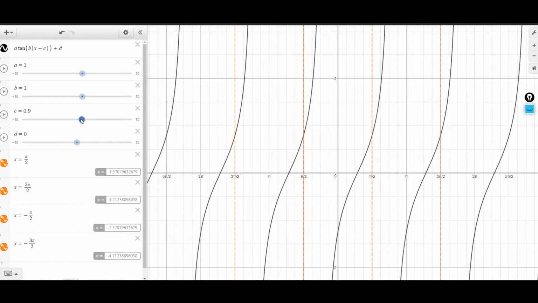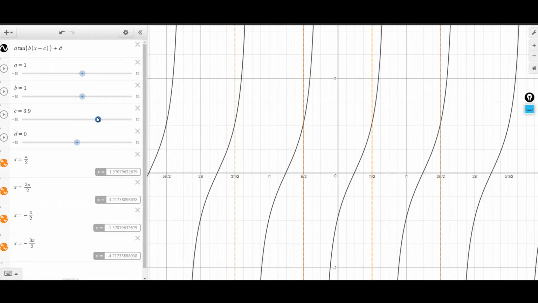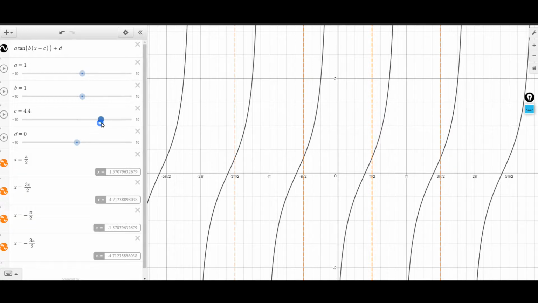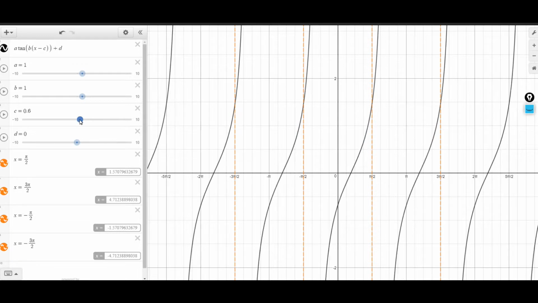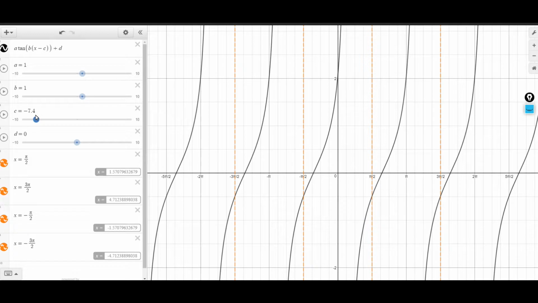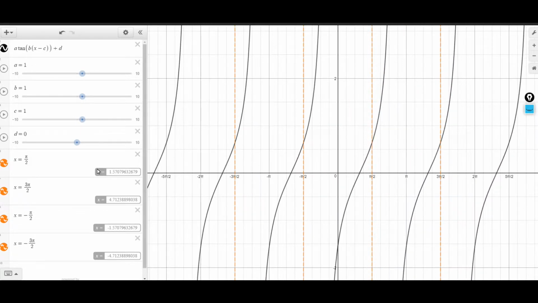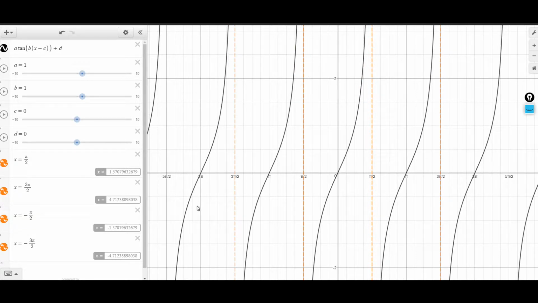So as C increases, my graph shifts to the right, and so we definitely have to consider how it changes our asymptotes. I'm going to put back, and then it shifts to the left as C decreases. Okay, I'll go back to 1. Oh, sorry, C is 0. It starts off as 0. And then finally D.